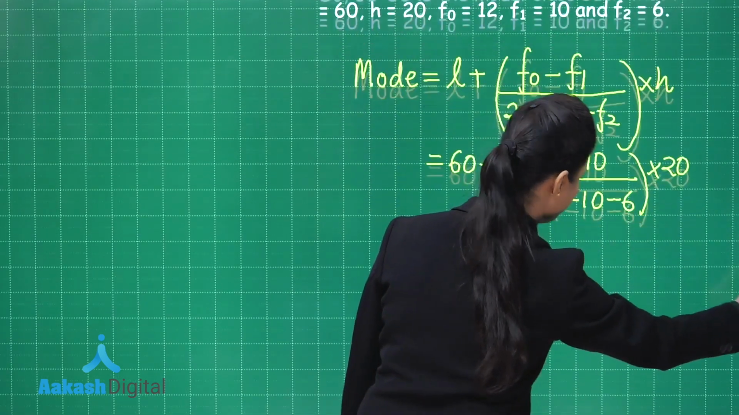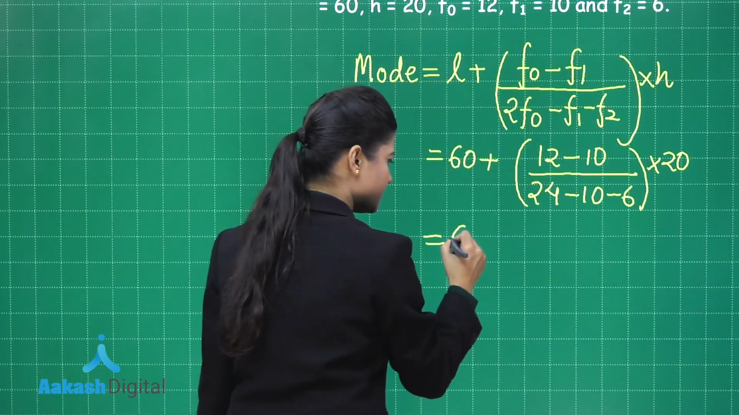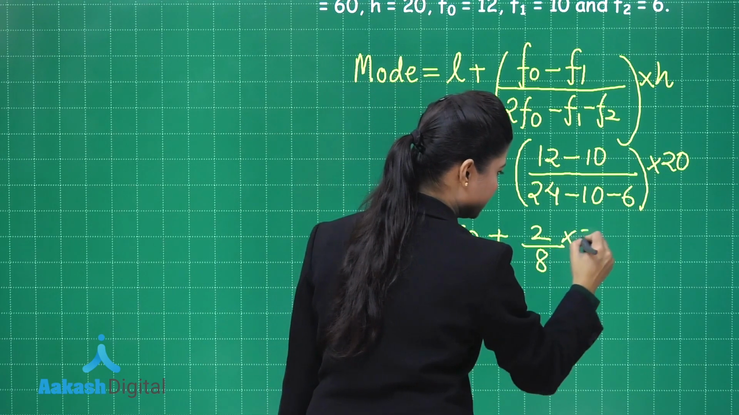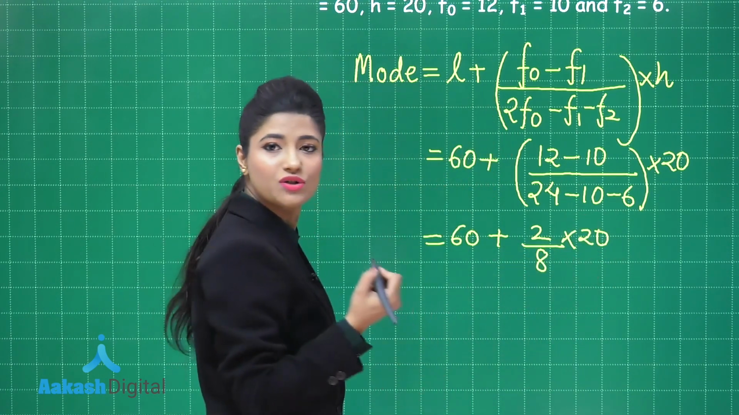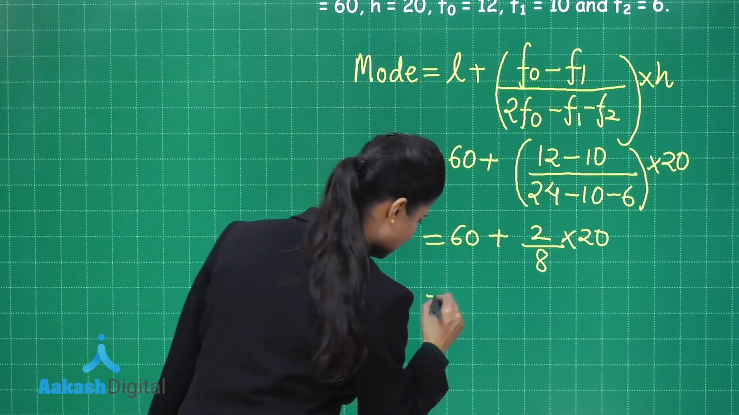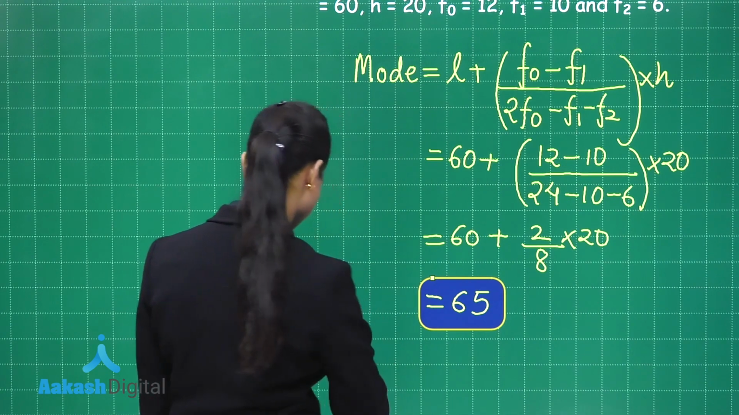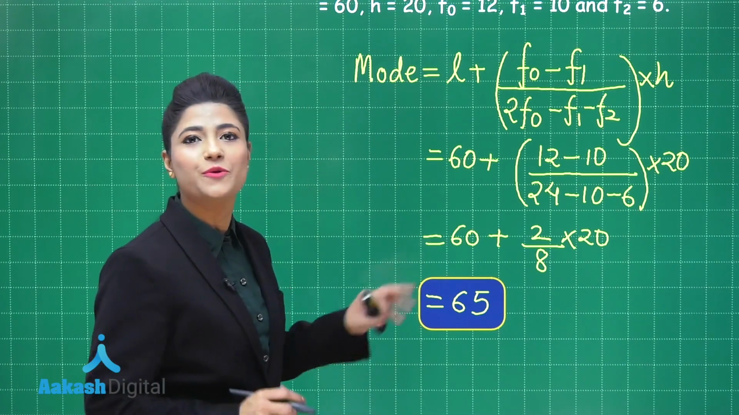So next we are going to simplify it. It results here in 60 plus 2 upon 8 into 20. So this is 40 upon 8, which is equal to 5. 5 plus 60, mode is equal to 65. So here we get the required answer for this question as 65. So this is the answer for this question.